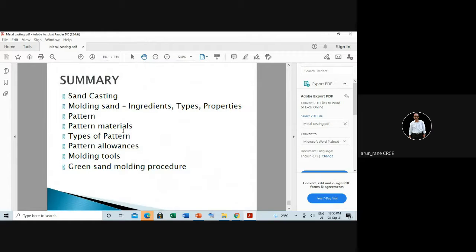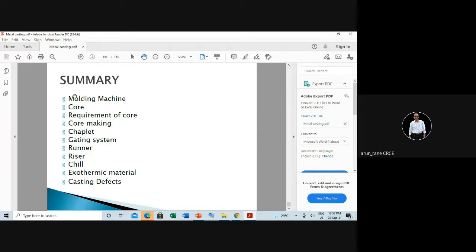Okay, so this is what we have learned: sand casting, molding sand ingredients. What are the types of molding sand? What are the properties? What are the different patterns, pattern materials, types of patterns? What are the pattern allowances? What are the molding tools? And what is the sand molding procedure? Molding machine we have not touched because it's not in the syllabus. Then what is the use of core? Why is the core required? What is core making? What is a chaplet, and so on.